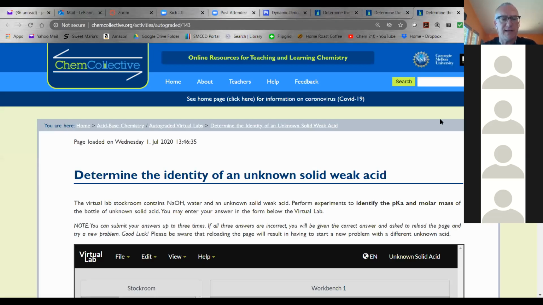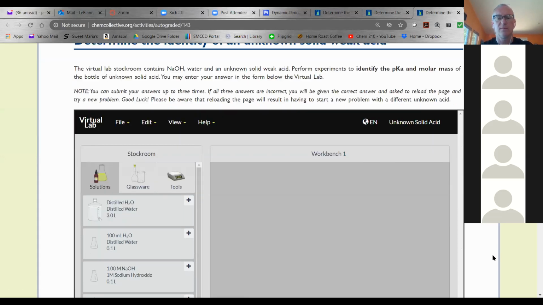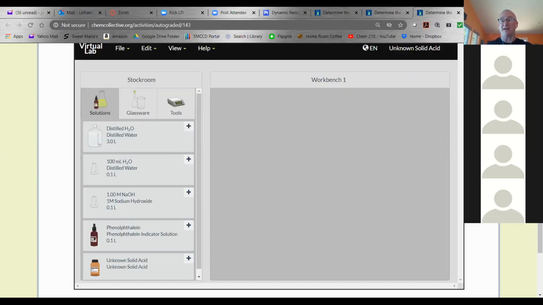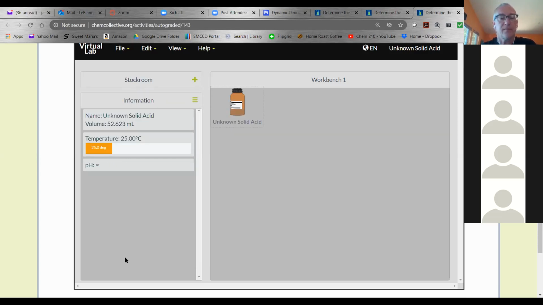All right, so can everyone see "determine the identity of an unknown solid weak acid"? Can everyone see that one? Yes. So this time we are given a known concentration of sodium hydroxide. This time our sodium hydroxide is exactly 1.00. So presumably that has been determined through titration with something like KHP, okay? So what we're gonna do is basically the same titration reaction, but this time our acid will be unknown and our hydroxide will be known. So we're going to take this unknown solid acid. We don't know what it is, but we're gonna be able to measure the mass of it, okay?